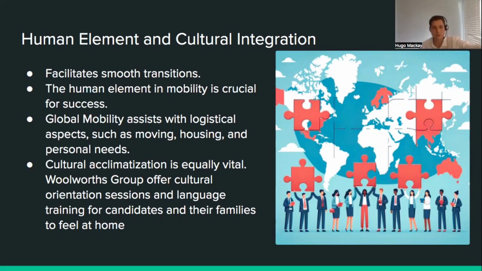Equally vital is the cultural acclimatisation of the candidate. Drawing on Hofstede's cultural dimensions, the team must recognise the potential for cultural differences, especially in power distance, long-term orientation, and uncertainty avoidance. By acknowledging these factors, the global mobility team often facilitates cultural orientation sessions or language training workshops, as Matt pointed out in the presentation on Woolworths Group. Such endeavours are aimed not just at making the candidate effective in their role, but ensuring that they and their family feel at home in their new environment.